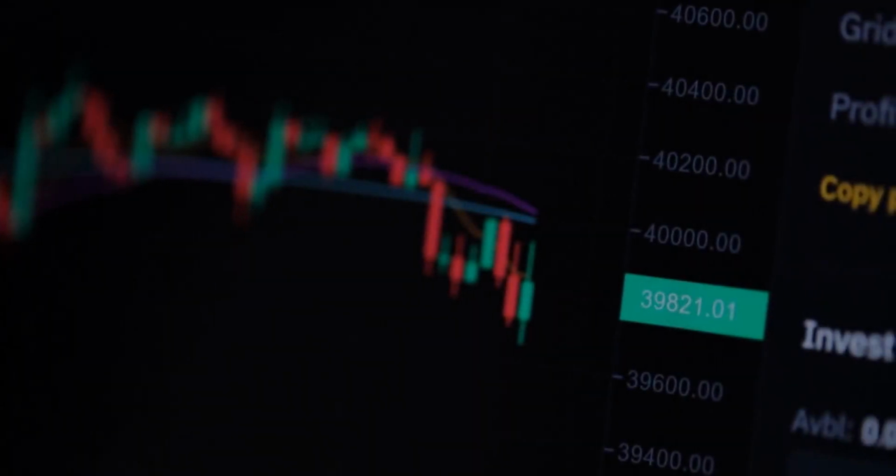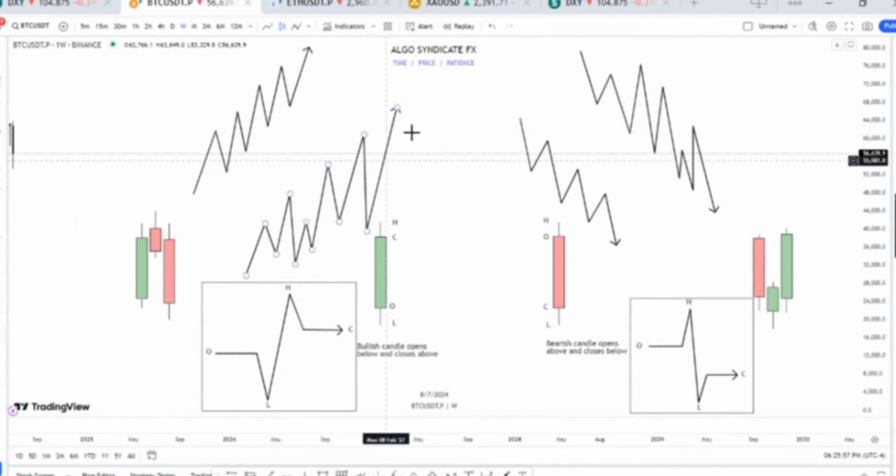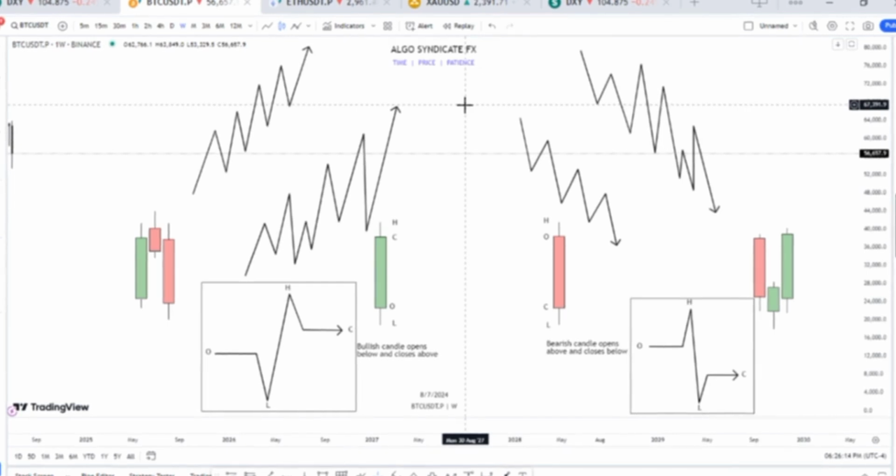Having said that, let's go right into the chart. Okay, to spot your market direction and determine your bias, there are things you must bear in mind. First of all, you want to know where the current market price is. What is price doing at the level of the current market price?